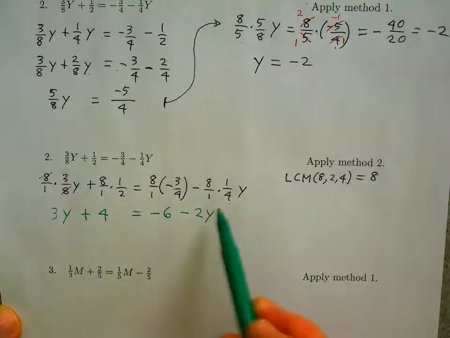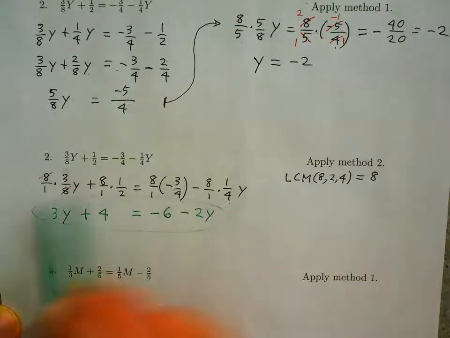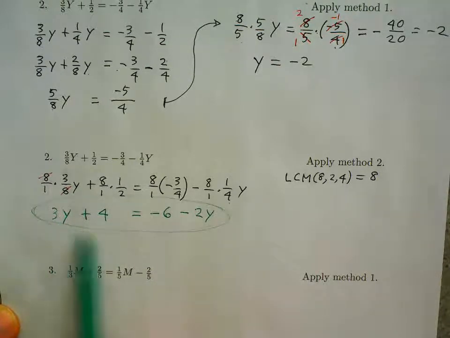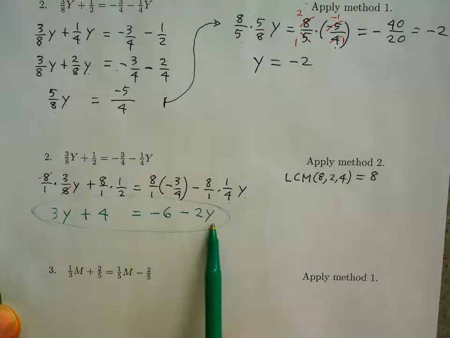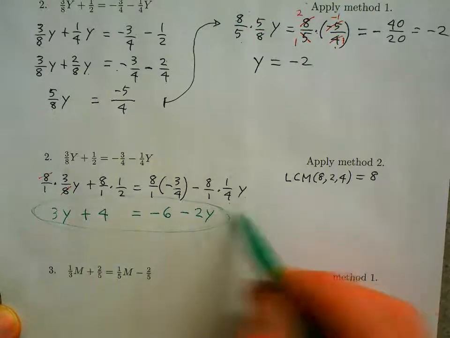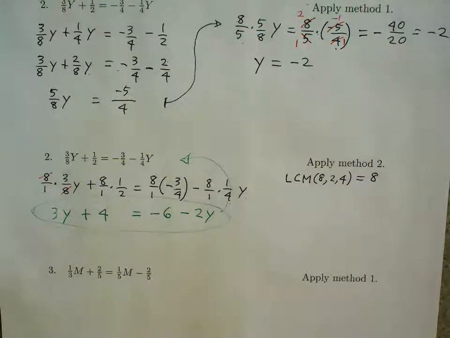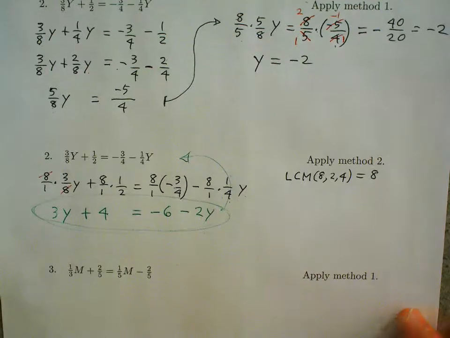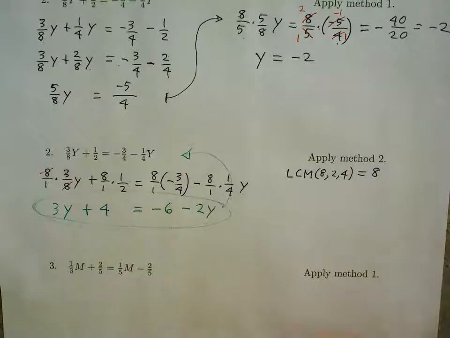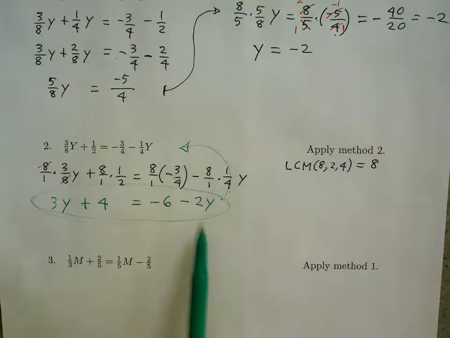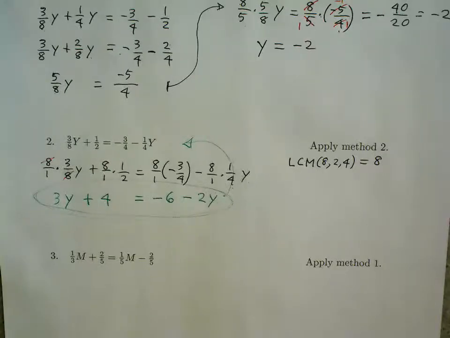So you might agree, but in my opinion, it's easier to look at 3y plus 4 equals negative 6 minus 2y. I mean, it looks less confusing than what we started with. But that's just my opinion. Okay, so from here, we proceed with the procedure for solving equations. We can do a couple of things at once. We want all of the y terms on one side and all of the constants on the other side.